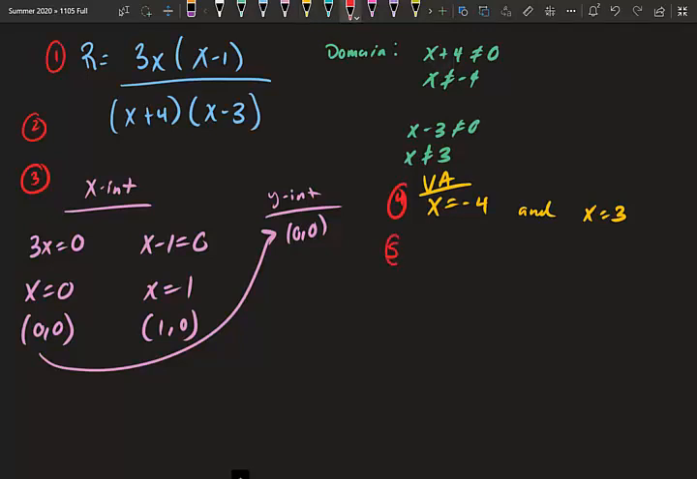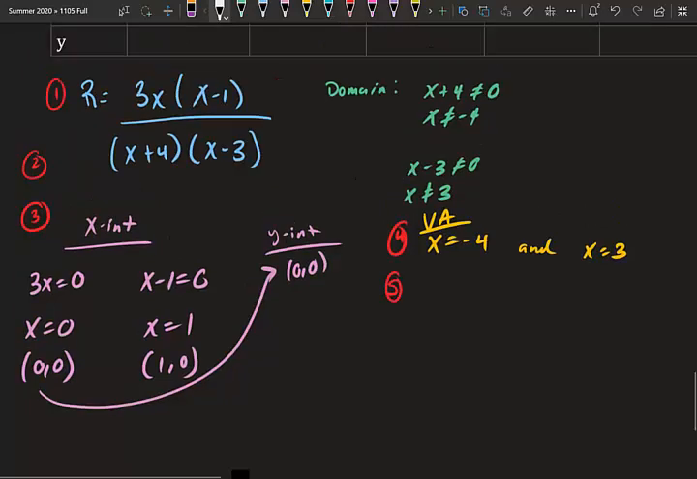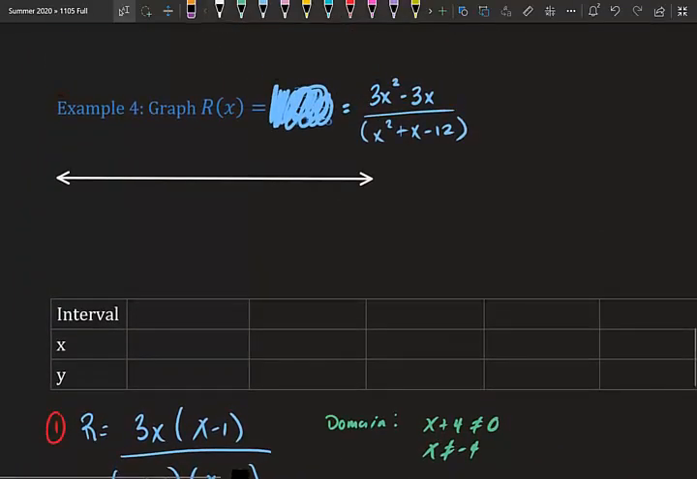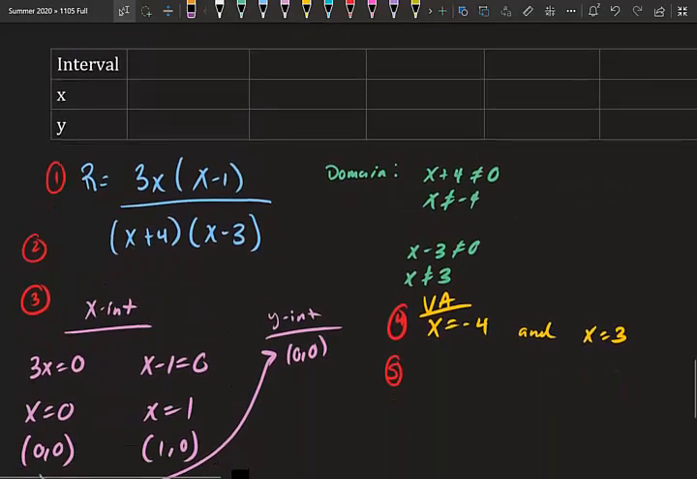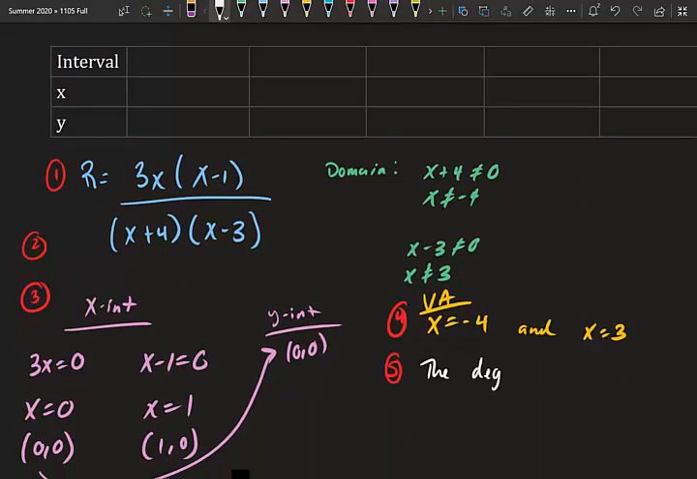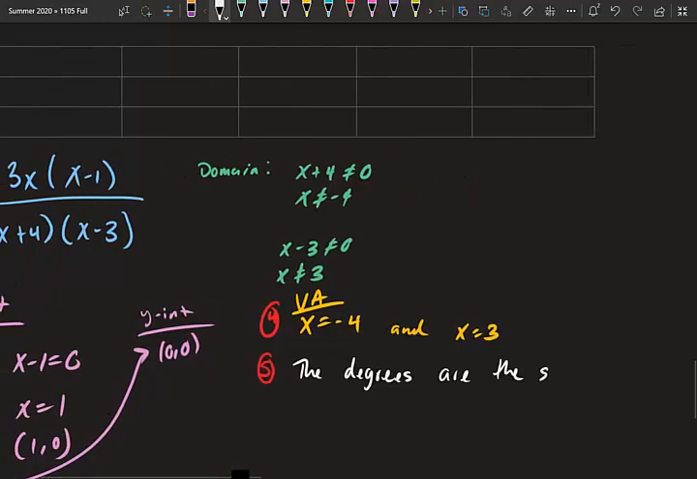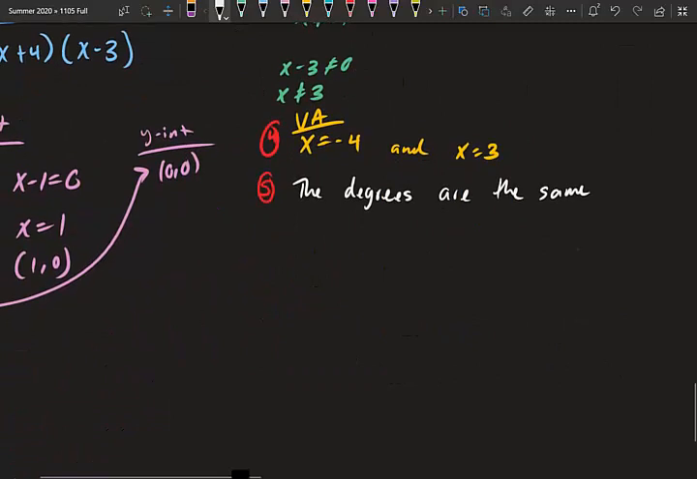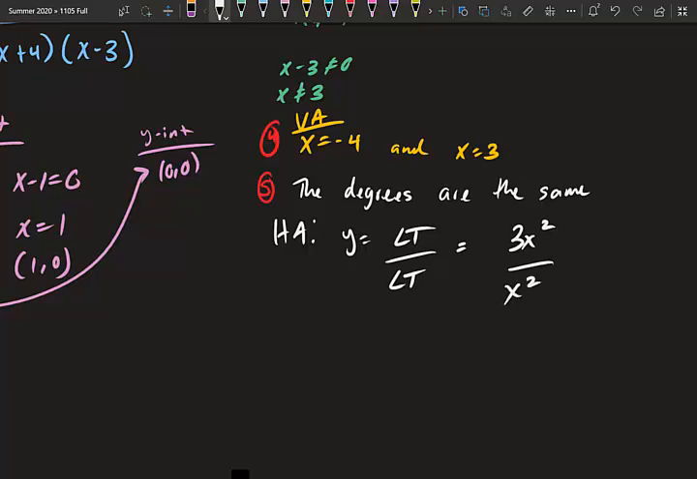Now we move on to oblique or horizontal. So we need to look at the degrees. The degrees, we have squared and squared, so they're the same. Since the degrees are the same, we know that our horizontal asymptote is y equals leading term over leading term. So we have 3x squared over x squared, which is y equals 3. So now we have our horizontal asymptote at y equals 3.